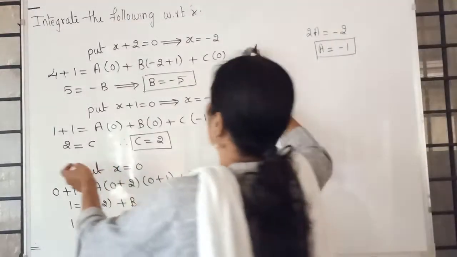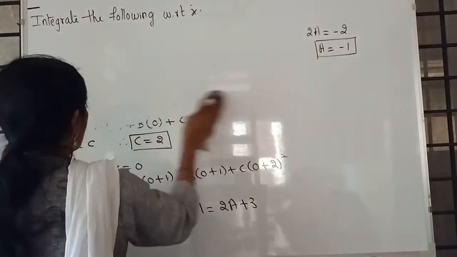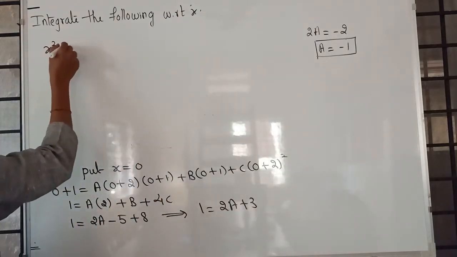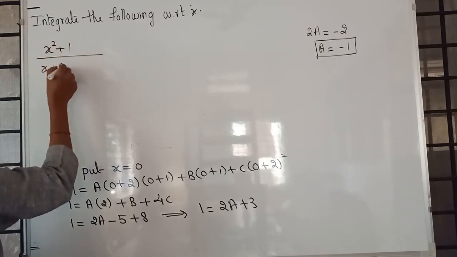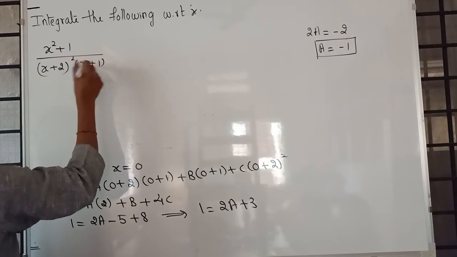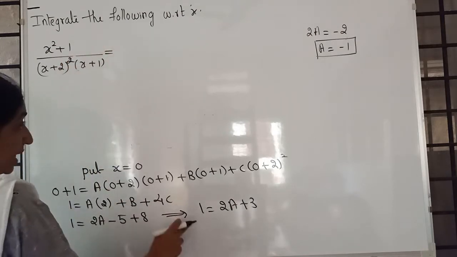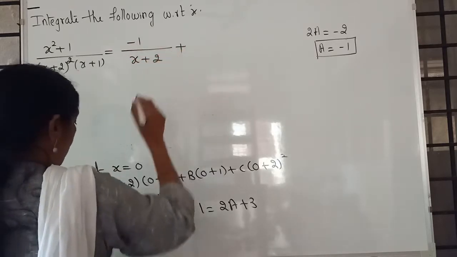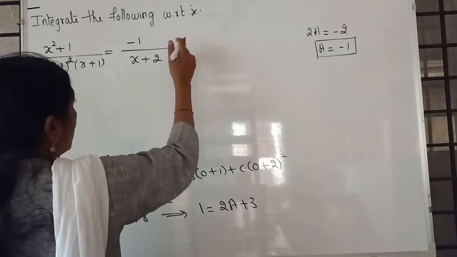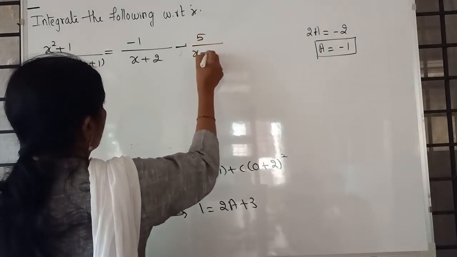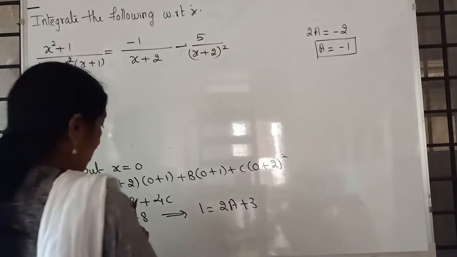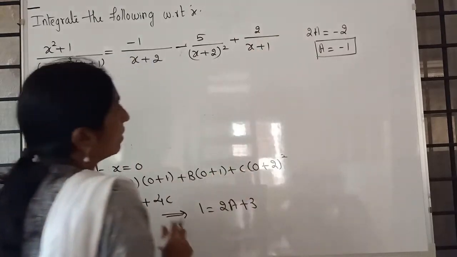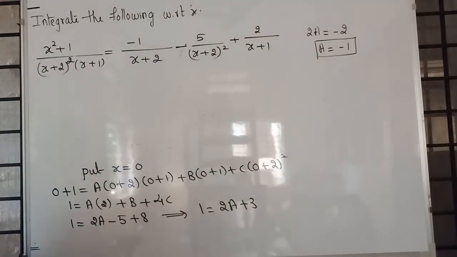Now write down these values in equation 1. What is equation 1? Equation 1 is x square plus 1 upon x plus 2 whole square into x plus 1 is equal to, a value is minus 1, minus 1 upon x plus 2, plus b value is minus 5, so write it minus 5 upon x plus 2 whole square, and c is 2, plus 2 upon x plus 1. Now integrate both the sides.